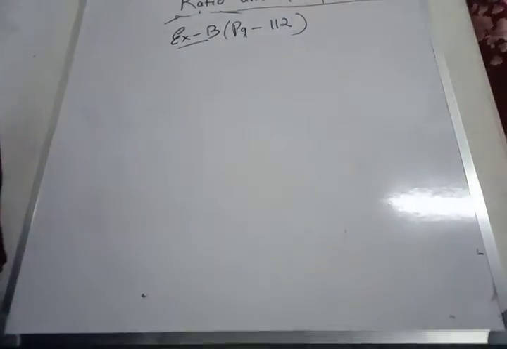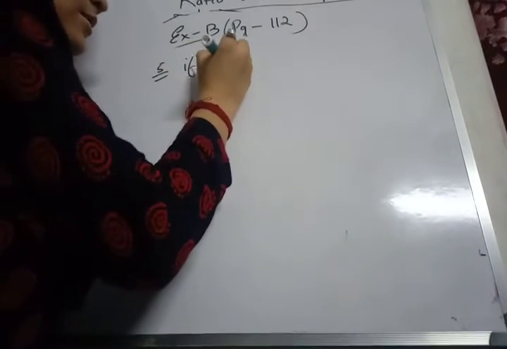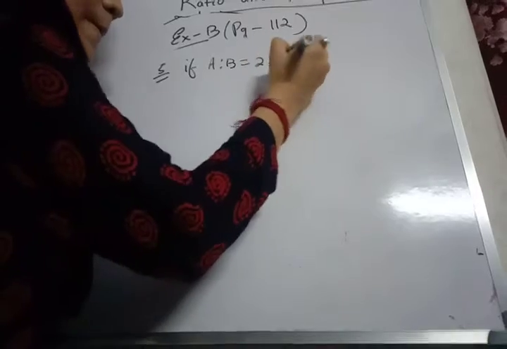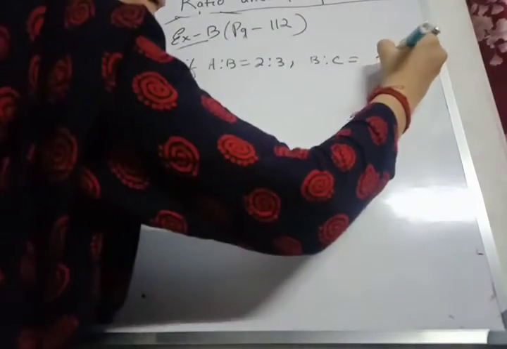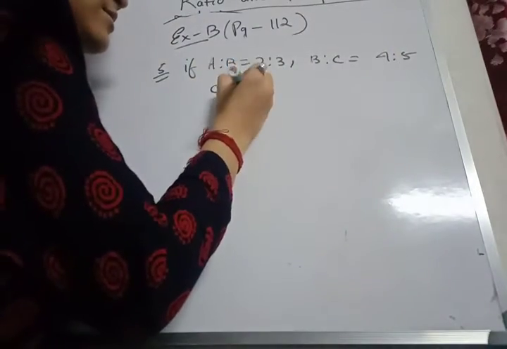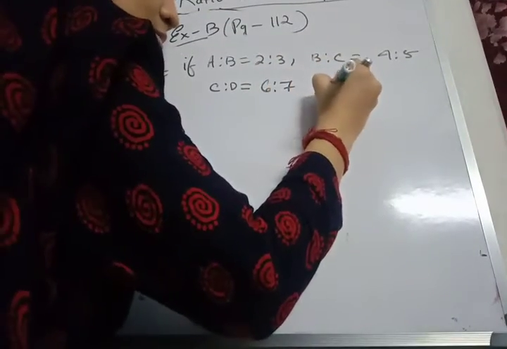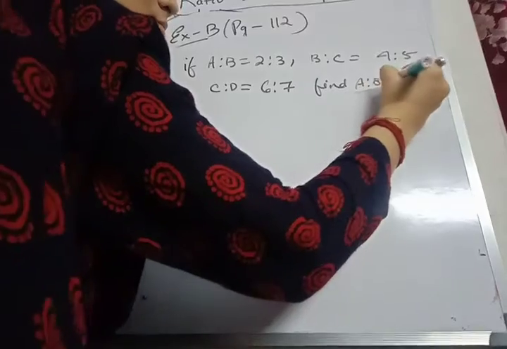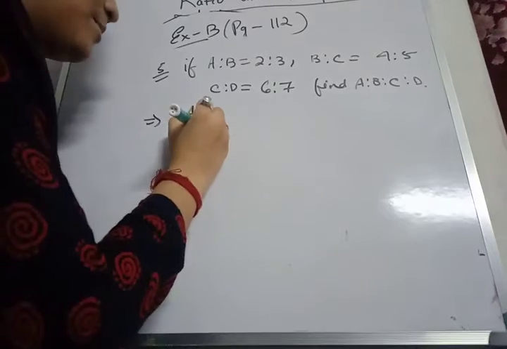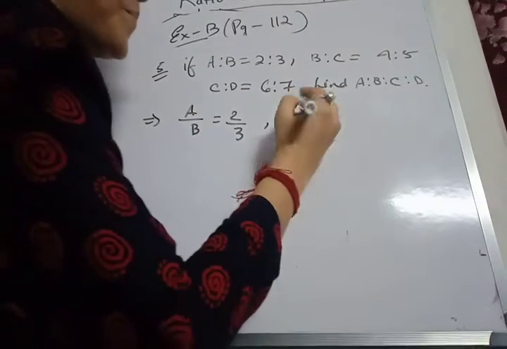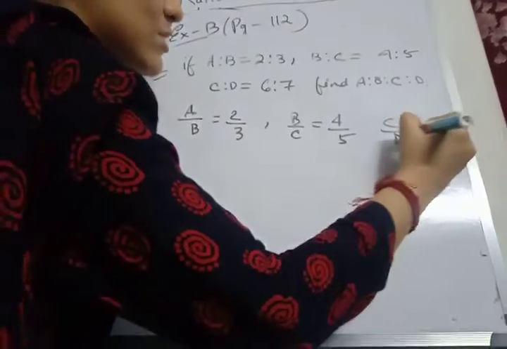Now the next one is sum number 5. If a is to b equals 2 is to 3, b is to c equals 4 is to 5 and c is to d is 6 is to 7, find a is to b is to c is to d. So a by b equals 2 by 3, b by c equals 4 by 5 and c by d equals 6 by 7.